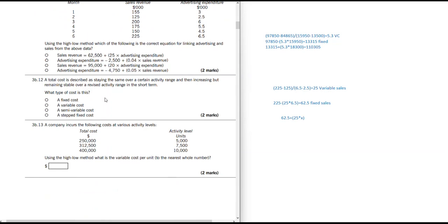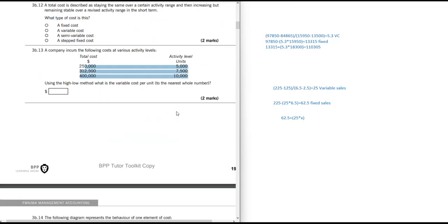Okay, what type of cost is this? A total cost is described as staying the same over a certain activity range and then increases, remaining stable over a revised activity range, in the short term, obviously. So it is a semi-variable step cost. Okay, Hi-Lo method. This is the example I did, so I will skip it.